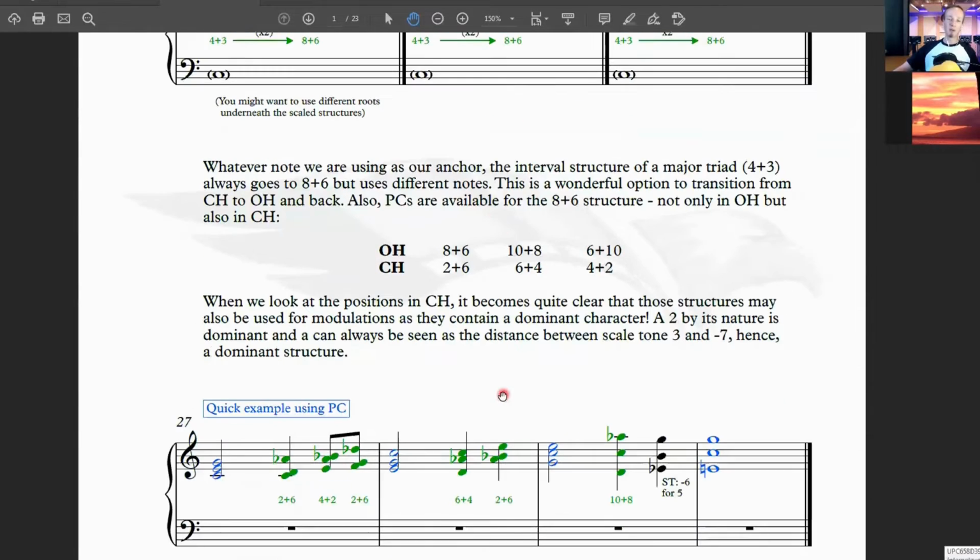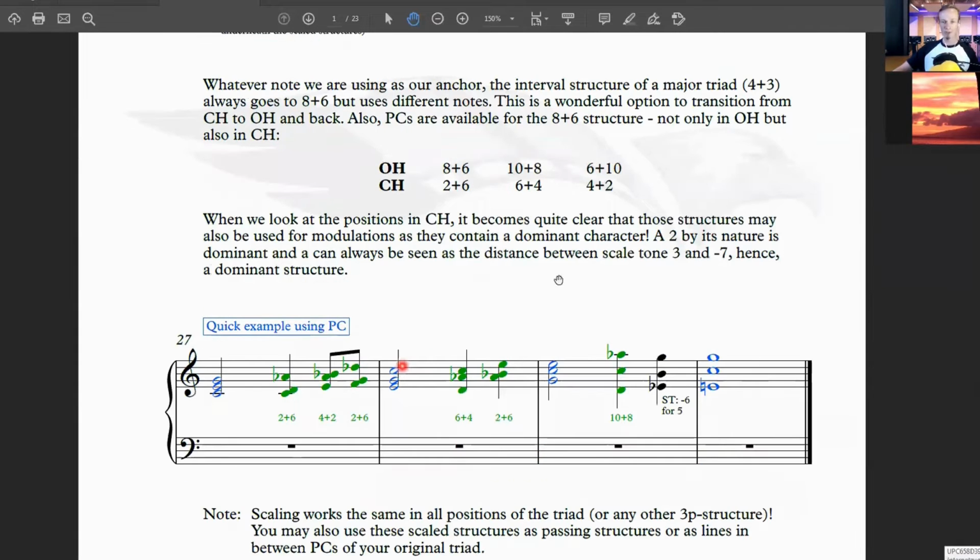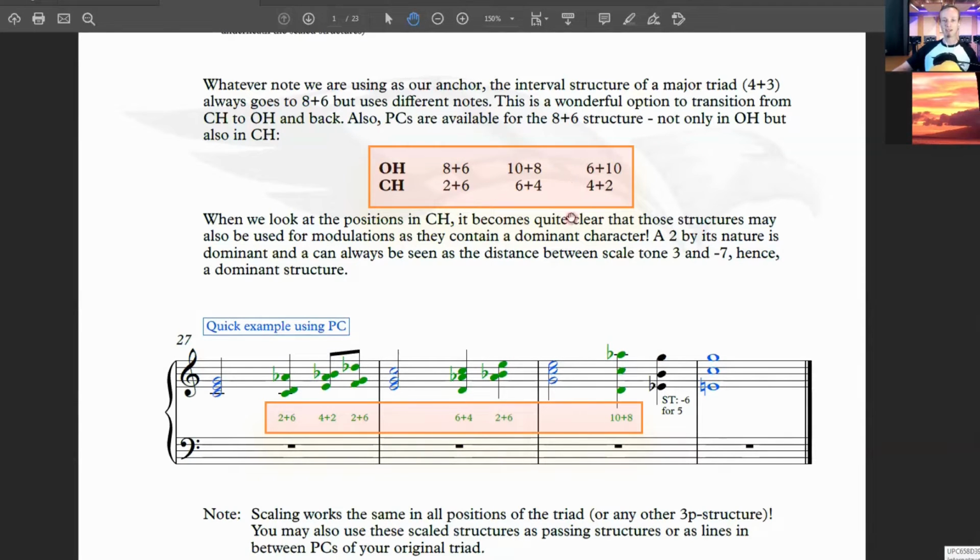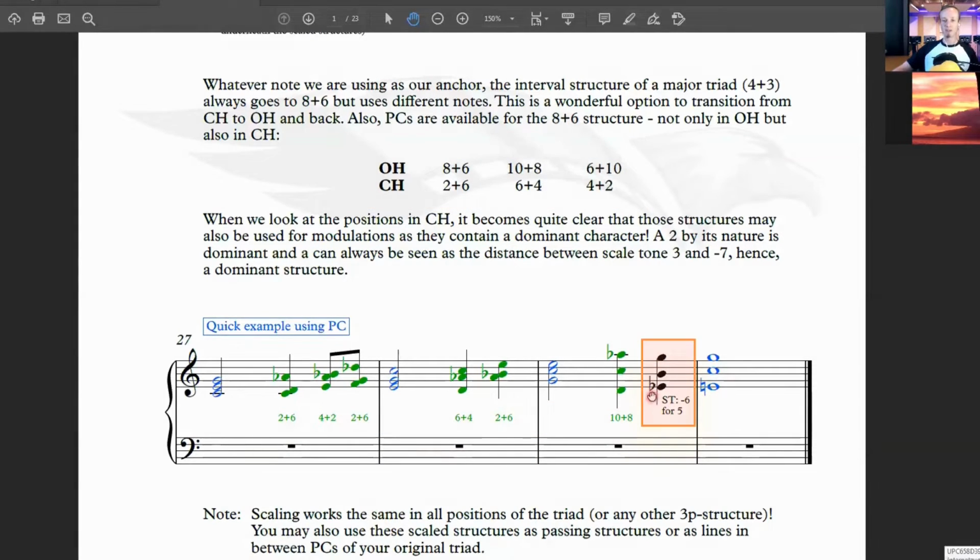So you might wonder, like, how does this sound in the application? I can show you right away. So this thing here, all of those blue structures, those are major triads. Close position, close position, close position, open position. Then the green structures, as you can tell from the numbers, those are our scaled structures. Here in close harmony, this guy is in open harmony. Okay. And then we have a little structure with a substitute tone in here.